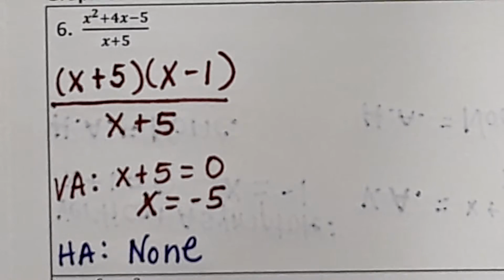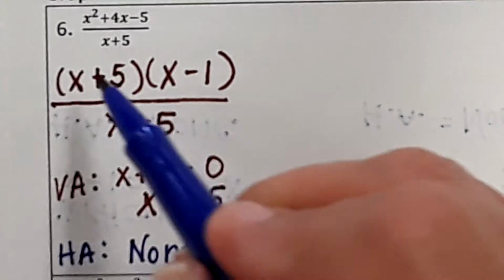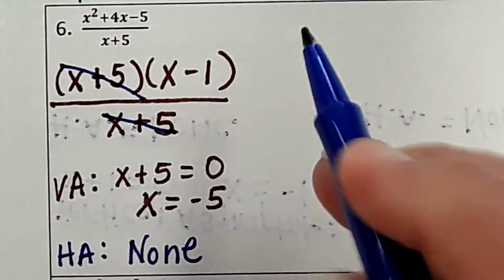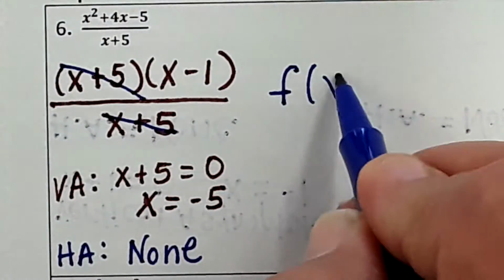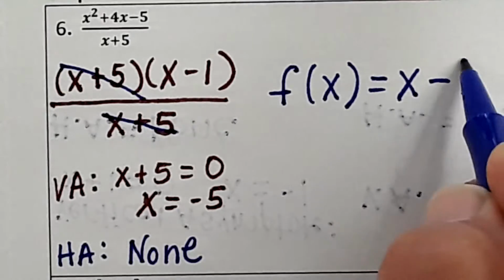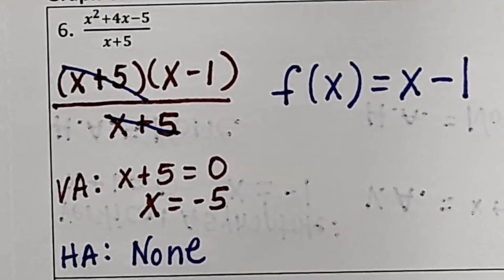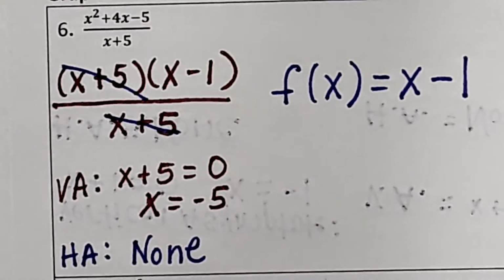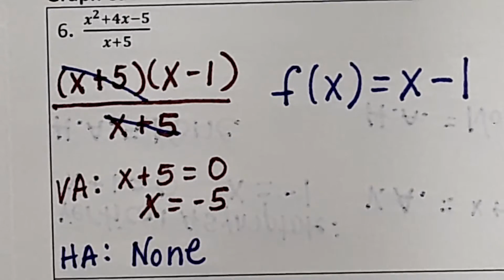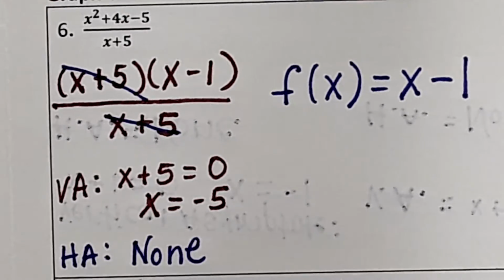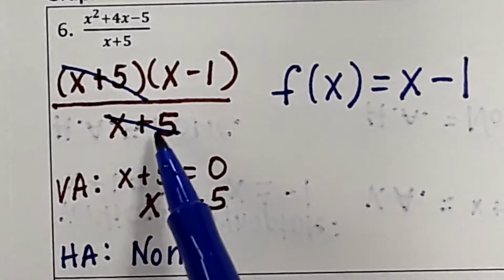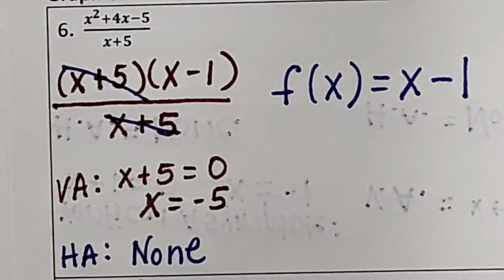But here's the thing. We're going to factor, and now before we find that oblique asymptote, we notice that these cancel out. So what I'm left with is f of x equals x minus 1. So I'm no longer left with a rational expression. I'm left with a line to graph. So what we're going to do is graph that line, and our vertical asymptote is no longer a line, it's going to be a point of discontinuity. Again, the reason it becomes that is because it cancels out in the numerator and the denominator.